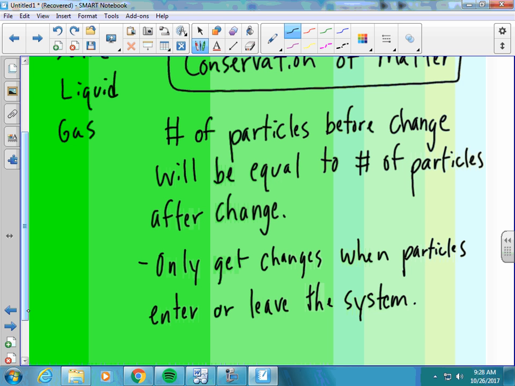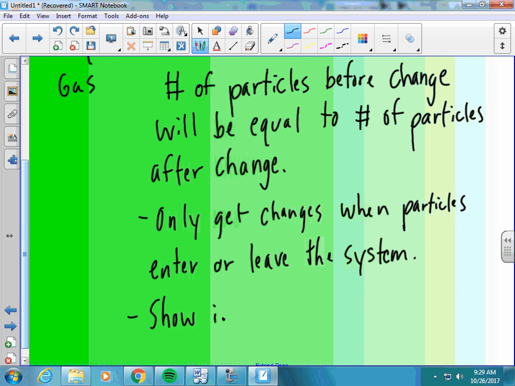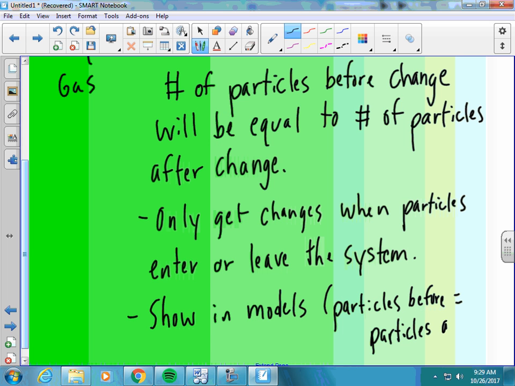In some of these combustion reactions, we actually had particles enter the system, because O2 in the air is one of the reactants of a combustion reaction. So O2 that was in the air that we didn't find the mass of to begin with is actually present at the end. So with conservation of mass, make sure you pay attention to this, we need to be able to show that in models. Particles before equal particles after in terms of number. Could we have some of them shown as leaving or entering the system? Sure, but we need to show that whatever particles we had at the beginning of the change are present somewhere at the end.